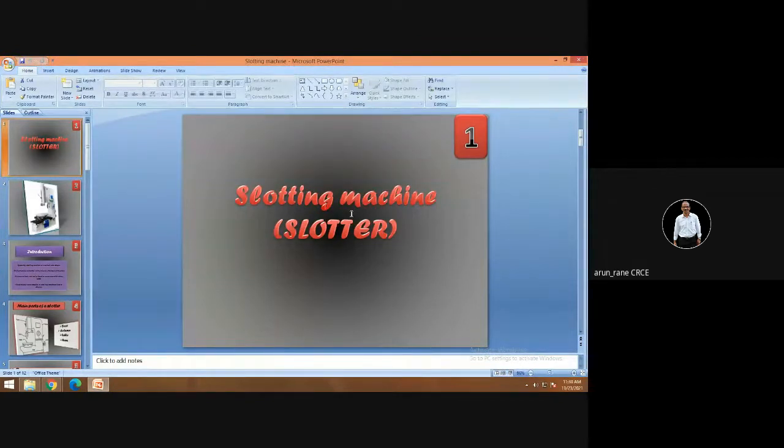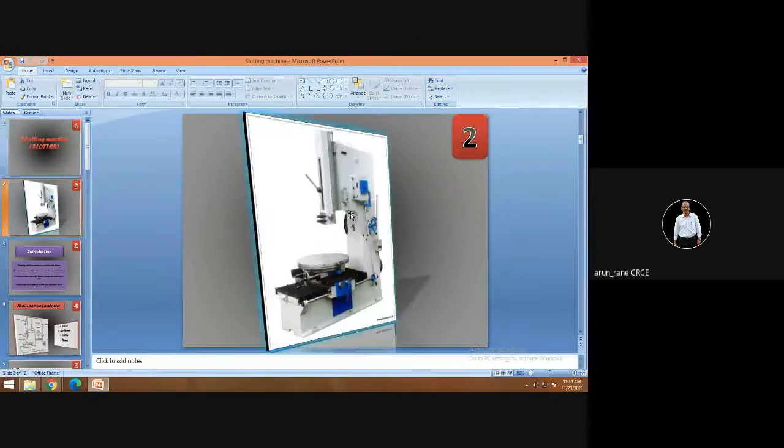So slotting machine is also a type of reciprocating machine. This is an image. In case of shaping machine, the RAM travels horizontally, whereas in case of slotting machine, the RAM, this is what is called the RAM, travels in vertical direction. The tool is attached to the clapper block, which is over here.